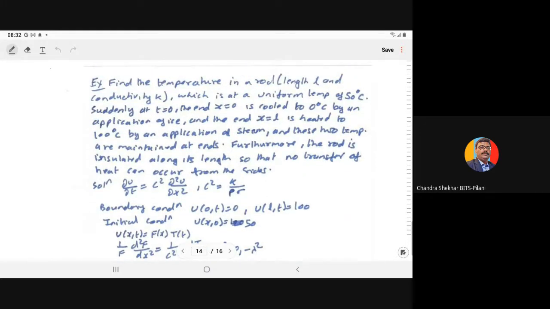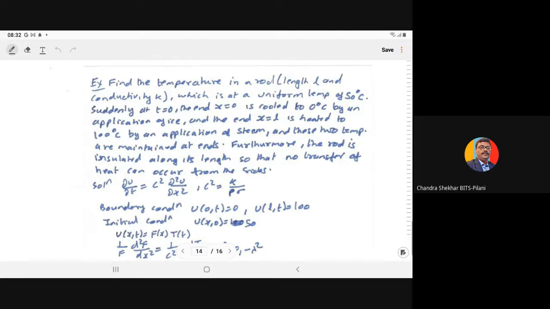Now let us have another question. Find the temperature in a rod of length L, with the conductivity K, which is at the uniform temperature 50 degree centigrade. Suddenly at t equal to 0, the end x equal to 0 is cooled to 0 degree centigrade by an application of ice, and x equal to L is heated to 100 degree centigrade by application of steam, and these two temperatures are maintained at the ends.